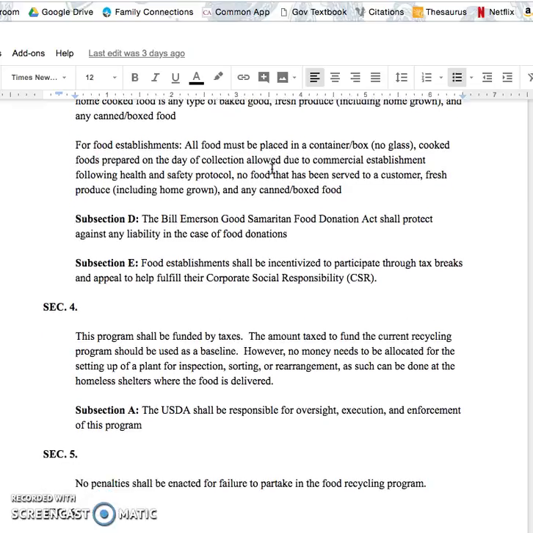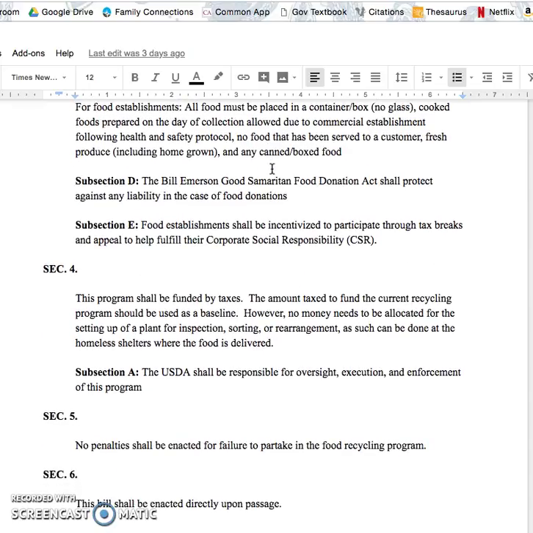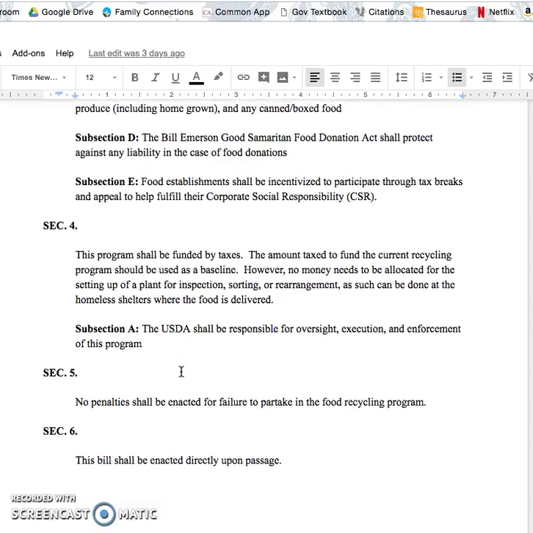And then Section 4 was all about funding. My program was to be funded by taxes using the current amount allotted for recycling as a baseline. However, there would be no money needed to set up a plant for inspection, sorting, or rearrangement because this could be done at homeless shelters where the food is delivered. Subsection A then talked about the USDA being responsible for the oversight of this program.